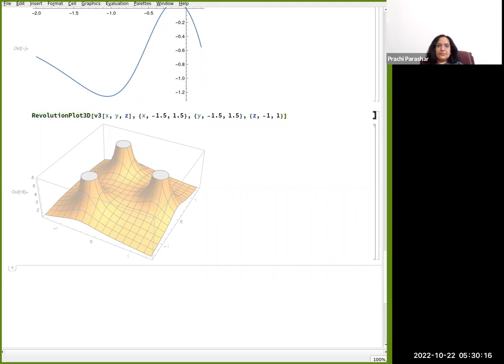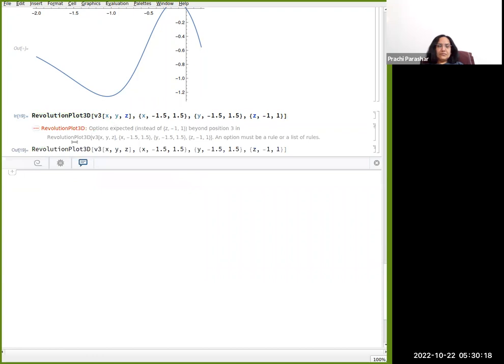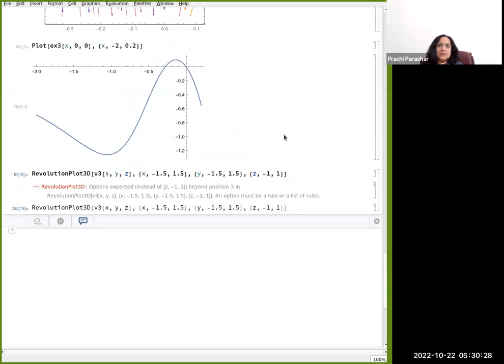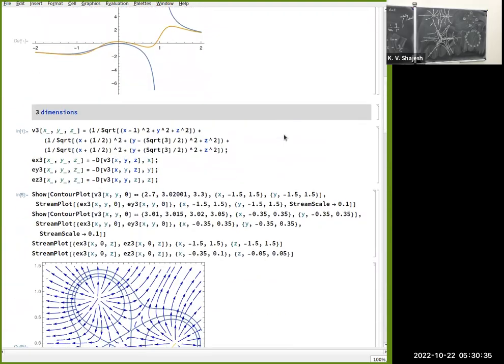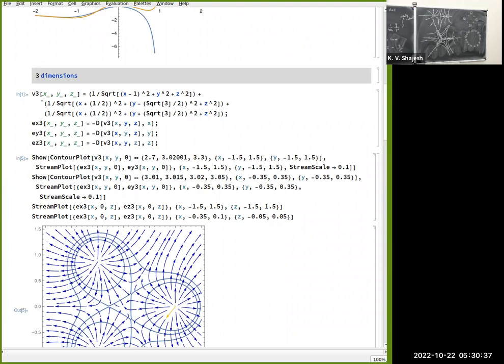Does this work like this? No. We can try that later, because most likely your V3 is not well defined. You can go up and see how you have defined your V3. V3 is well defined, right? That's a potential in 3 dimensions, I suppose.